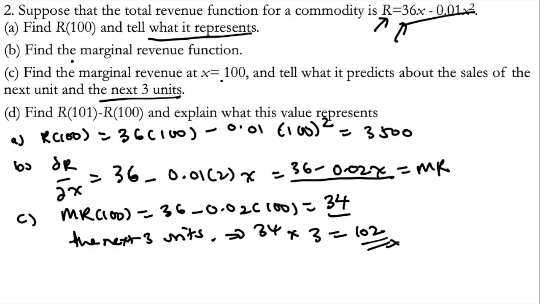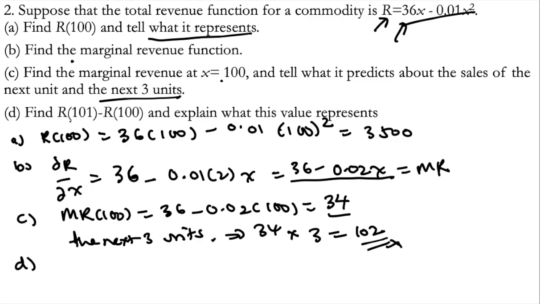This 102 is the additional revenue of the next 3 units after 100 units being sold. That's how you explain the meaning. Okay, and then D, find the revenue of 101 quantity and also 100 quantity. Explain what this value represents.